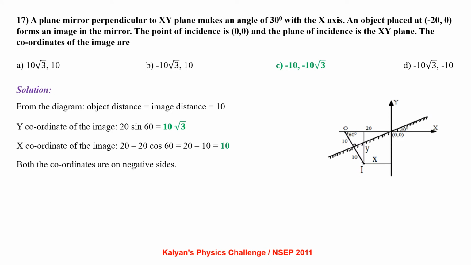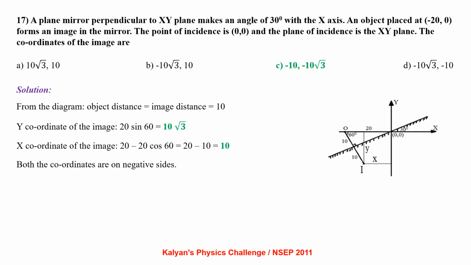A plane mirror perpendicular to the xy plane makes an angle of 30 degrees with the x-axis. An object placed at (-20, 0) forms an image in the mirror. The point of incidence is (0, 0) and the plane of incidence is the xy plane. The coordinates of the image are?